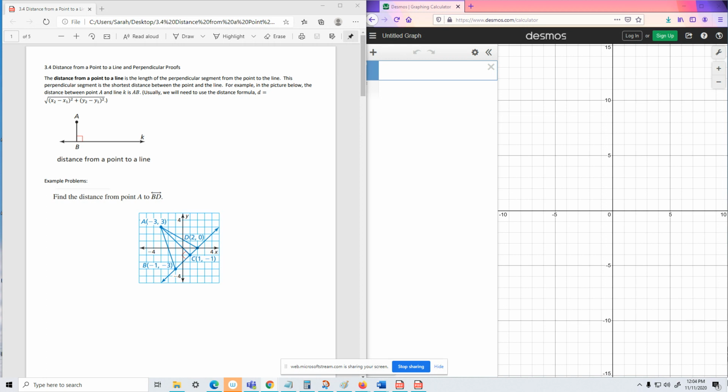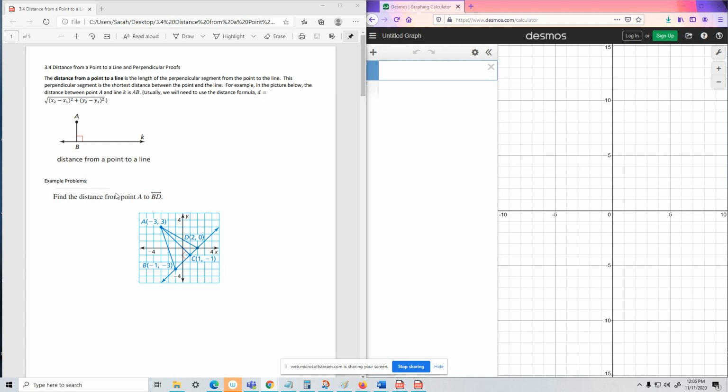involving perpendicular lines. So the distance from a point to a line, as you can see in the diagram here, if I have point A and line K, the distance from point A to line K is that perpendicular segment that connects point A to line K. Remember that perpendicular means that line segment AB and line K are meeting at a 90-degree or right angle.